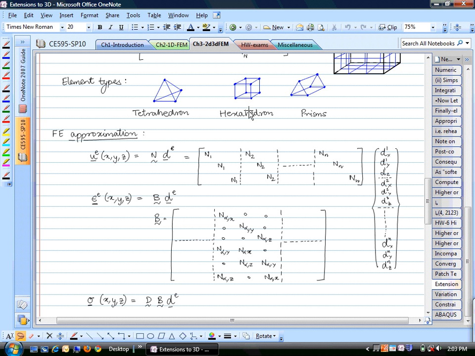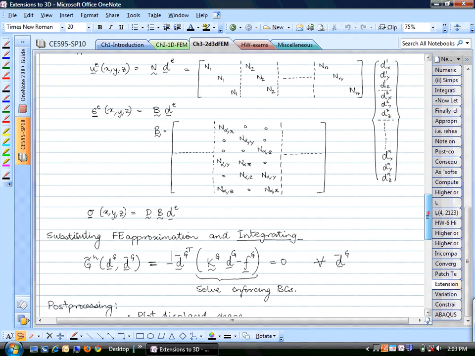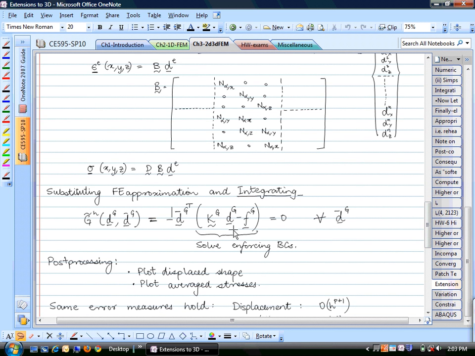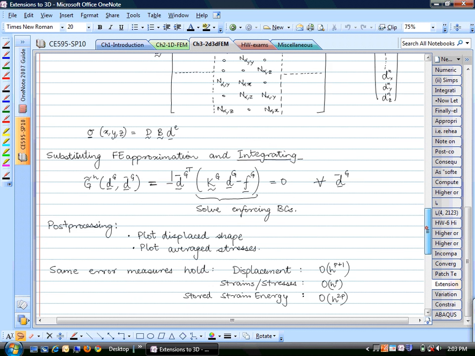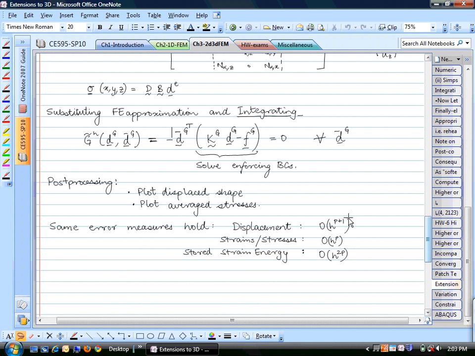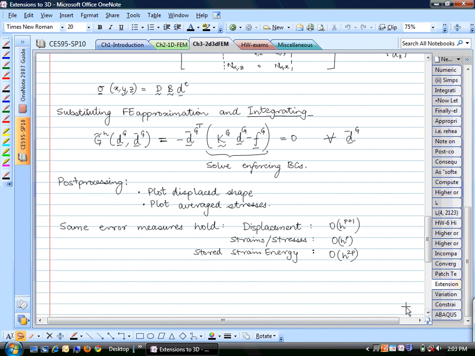And what would be the size of this B matrix for this one? Six cross 24, right? So there are 6 rows right here. There will be 24 columns in this way. So everything else pretty much remains the same. You calculate your global stiffness matrix by assembly and solve using boundary conditions. And the same sort of error measures that we had before are going to still hold true.